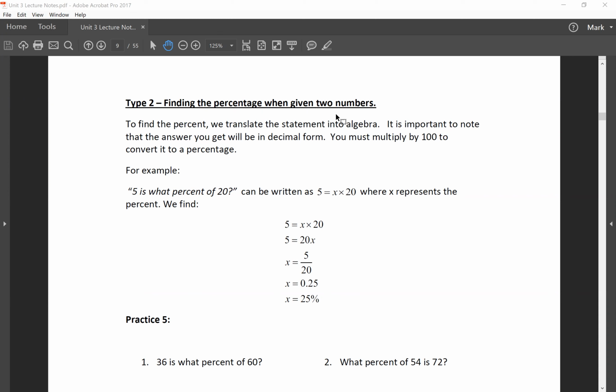Okay. So finding the percentage when given two numbers. There's an example at the top. Let me read the first thing. Again, we've been practicing turning the question into a math equation. It is important to note one thing here. When you find the percentage when you're given two numbers, it will give you the answer in decimal form, and you have to change that to the percentage.